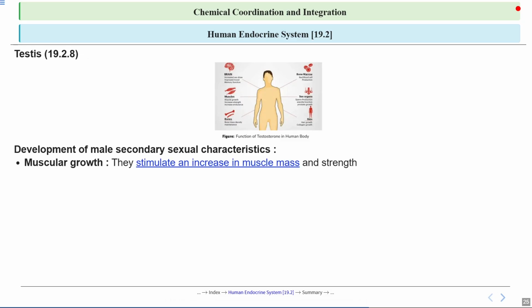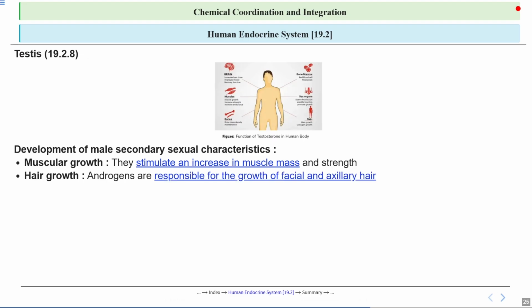and they are very important for sexual maturity as well as reproduction. Muscular growth refers to the process by which muscle cells become larger and stronger due to increased protein synthesis and muscle fiber development, primarily through exercise and proper nutrition, which helps in building and repairing muscle tissues.